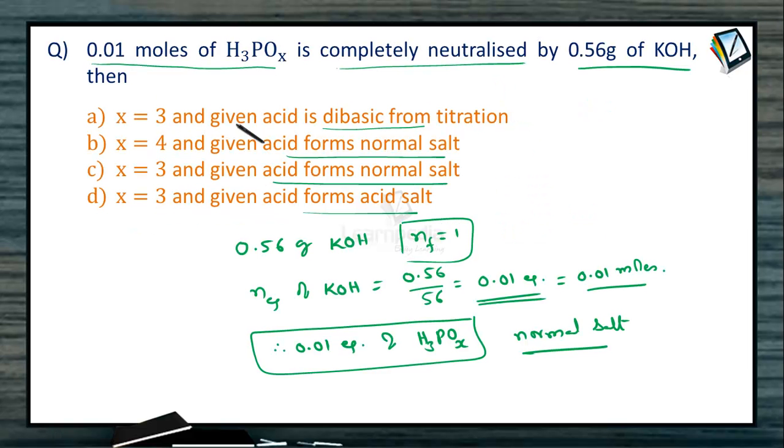Now if X is equal to 3 and given acid is dibasic, so it is wrong. And if X is equal to 4, we have not checked. X is equal to 3 and given acid forms normal salt. If X is equal to 3, the given acid is forming not normal salt, it is forming acidic salt. So we have here X is equal to 3 and the given acid forms acid salt. So this is the right option. But what about X is equal to 3 and given acid forming normal salt? What about X is equal to 4 and given acid forms normal salt?